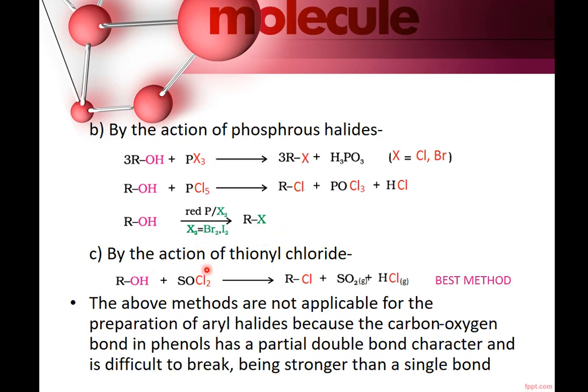Then by the action of thionyl chloride, SOCl2. The reaction takes place in the presence of pyridine. You get alkyl chloride, sulfur dioxide and HCl. If you want to prepare alkyl chloride from alcohols, then this method is the best method. Reason being, the side products are gaseous, which will leave, giving you the pure product.